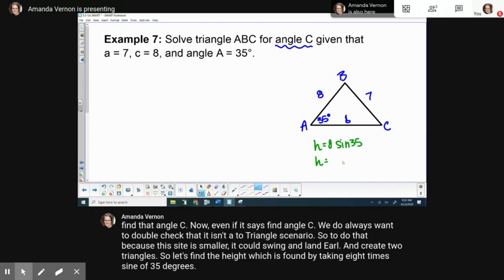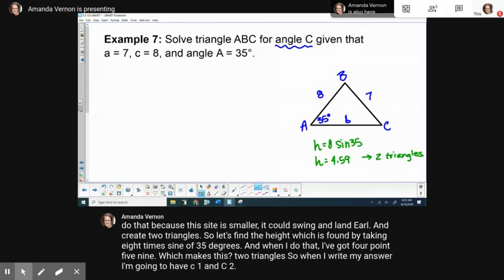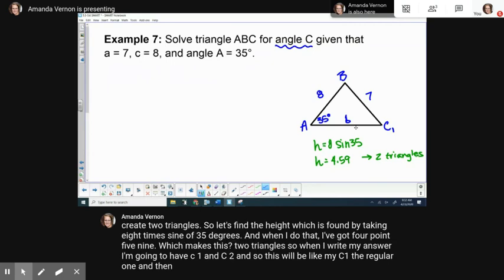And when I do that, I've got 4.59, which makes this two triangles. So when I write my answer, I'm going to have C1 and C2. And so this will be like my C1, the regular one. And then C2, I'll show you how to do that solving as well. So let's start with C1.